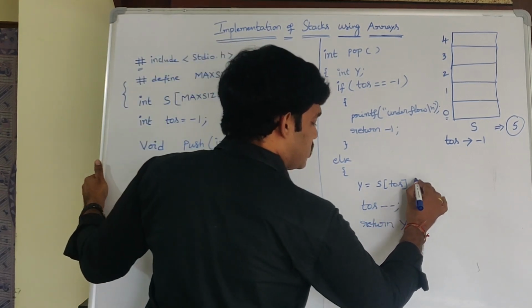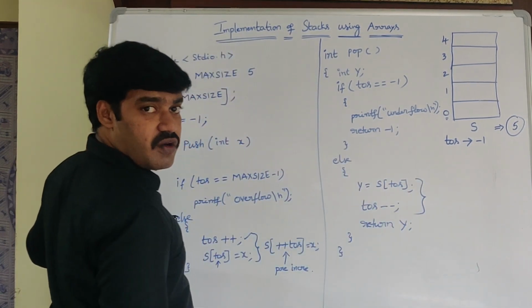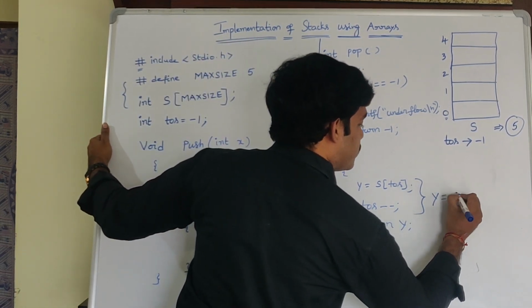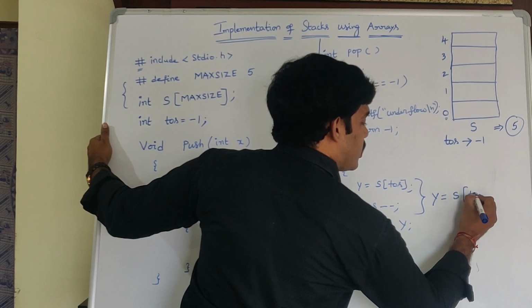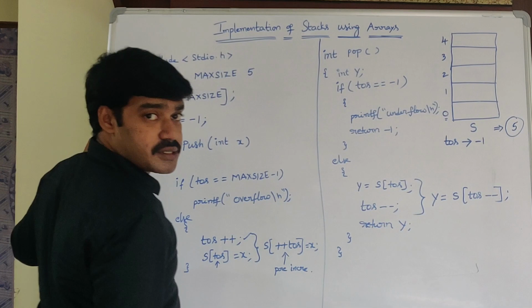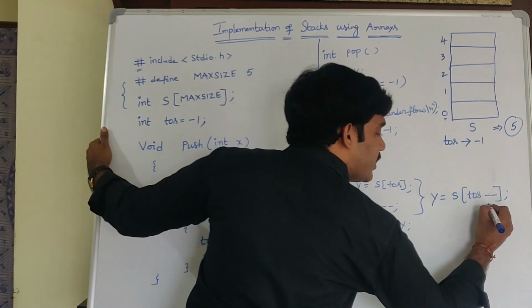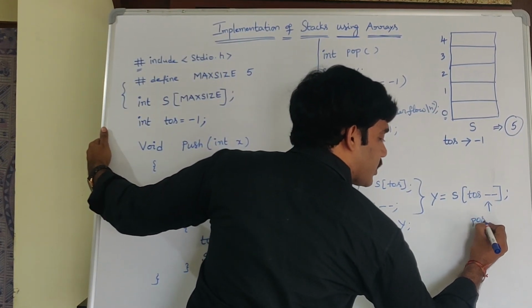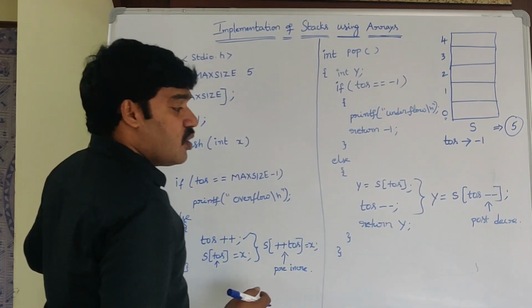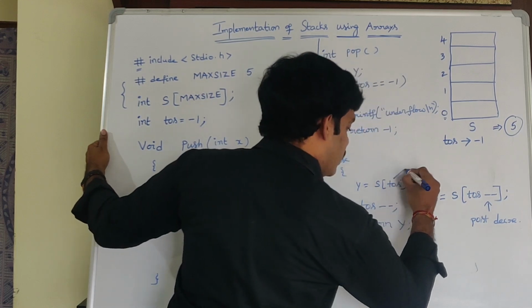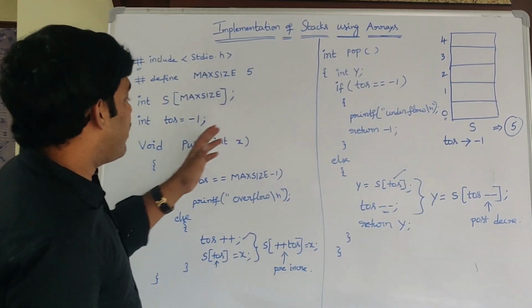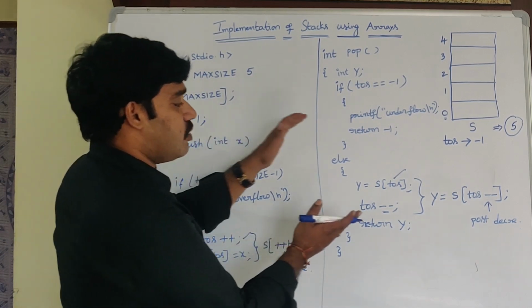Instead of writing these two statements, y equal to S[TOS] and TOS--, simply you can write y is equal to S[TOS--]. Shortcut. What kind of decrement is it? Post decrement. What is meant by post decrement? First use the value and then decrement the variable. So these are the implementations of push as well as pop.